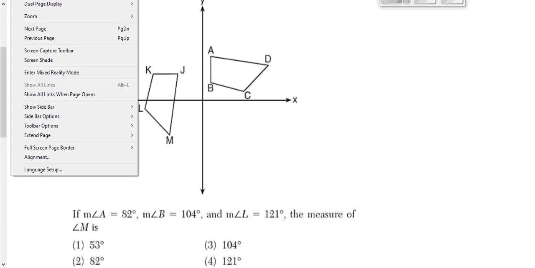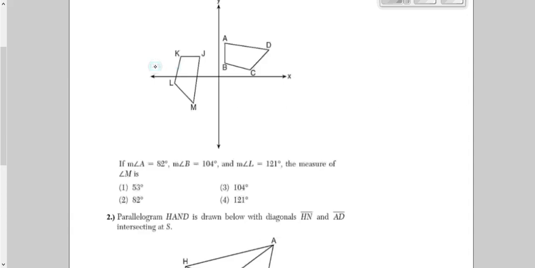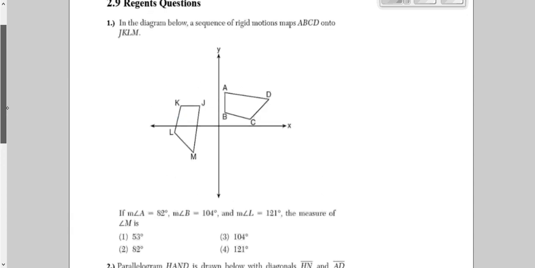I guess it doesn't connect directly to what we're doing. But let's read over this first one here. Oh, it does kind of connect. All right, I'll put those in while we're waiting. So angle A is 82 degrees. Angle B is 104. And angle L is 121. Find the measure of angle M. I'm going to put an X in here for angle M.